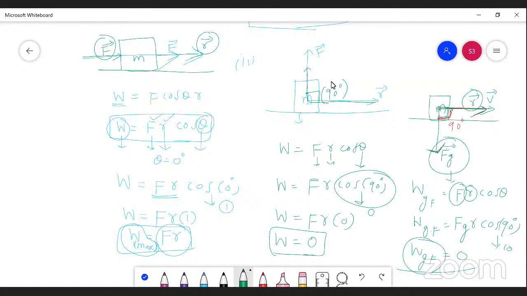Work done by the force is maximum means the body displaces along the direction of force. Work done by the force is 0 when the body displaces at a right angle to the direction of application of force. Then we go on to see when the work done by a force is negative or minimum. Okay.